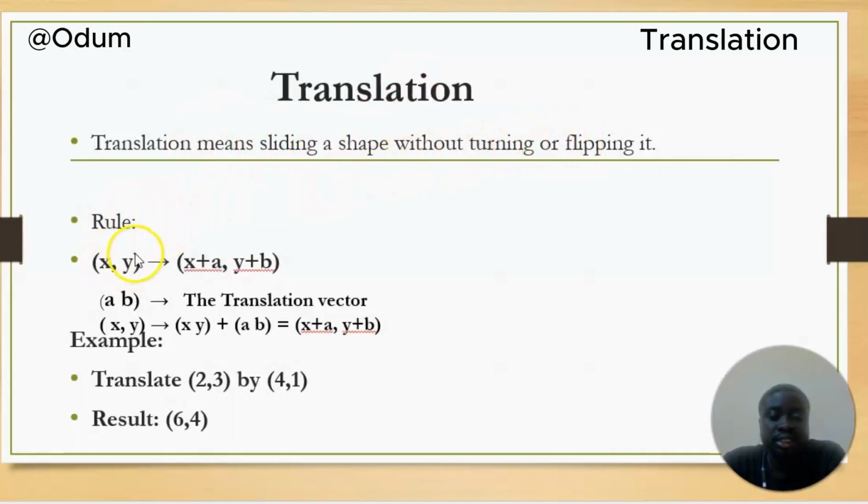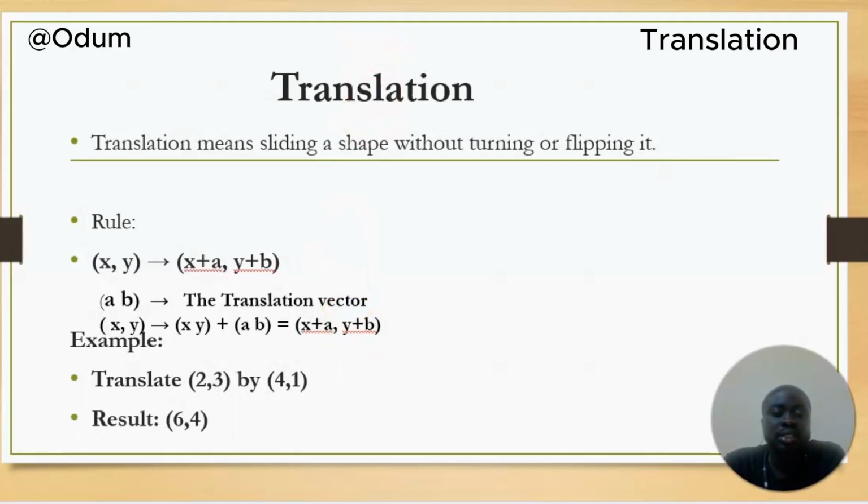So, if you want to translate a point, assuming this is our point (x, y), now we are going to add the translation vector. The translation vector is (a, b). So we add the translation vector to the point, and what we get, which is (x plus a, y plus b), becomes our image.